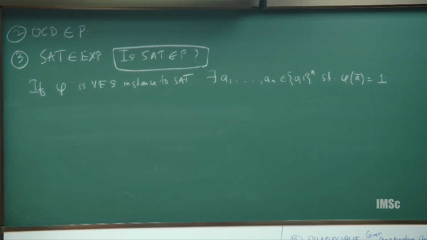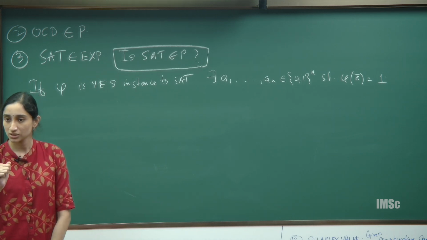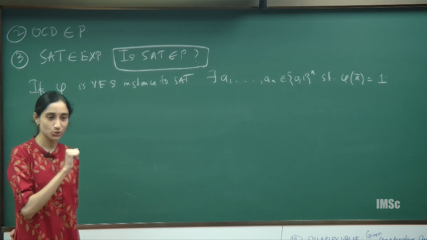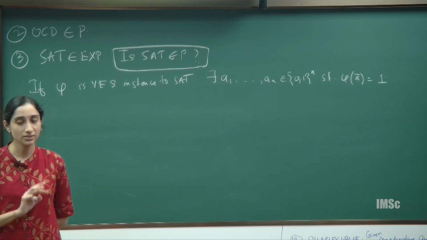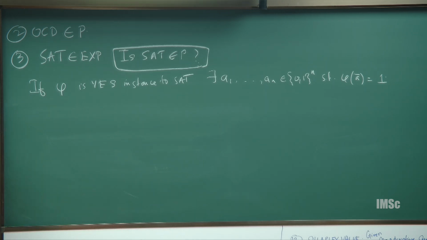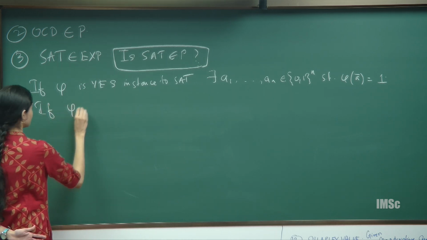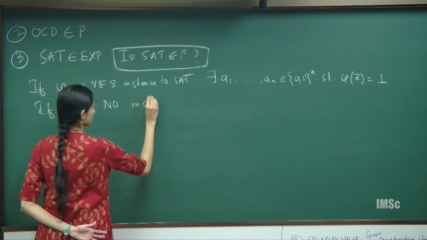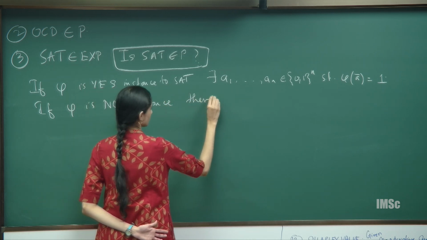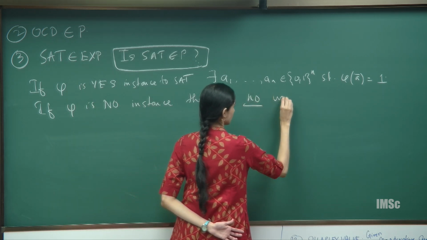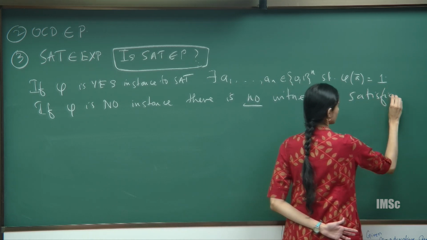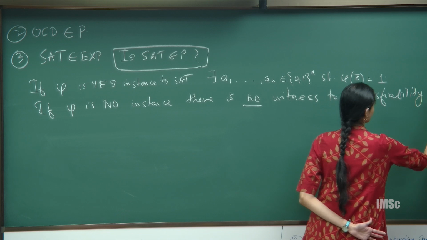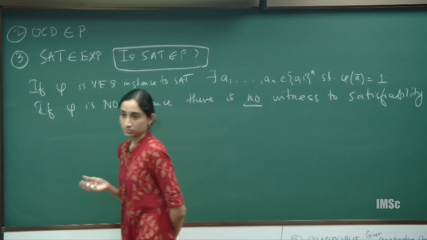Suppose I gave you x1 and not of x1, and you came to me saying, hey, this formula is satisfiable. What will I ask you? Give me the assignment. What will you do? You will give some bogus assignment. What should I do? It is not possible, right? Is that okay?